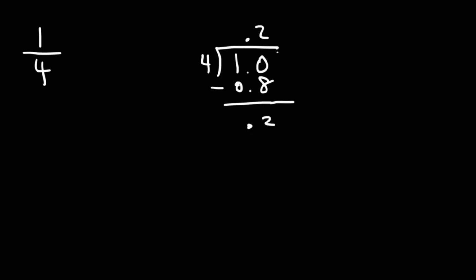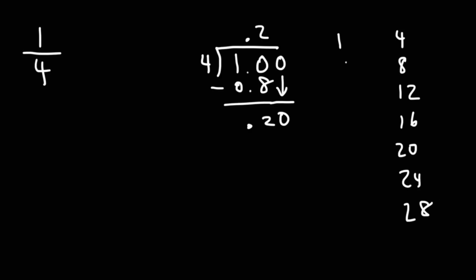Now 4 doesn't go into 2, so we need to bring down a 0. Now how many times does 4 go into 20? If you're not sure, you can write the multiples of 4. And next to it, we can just write integers starting from 1. 4 goes into 20 5 times. 4 times 5 is 20.